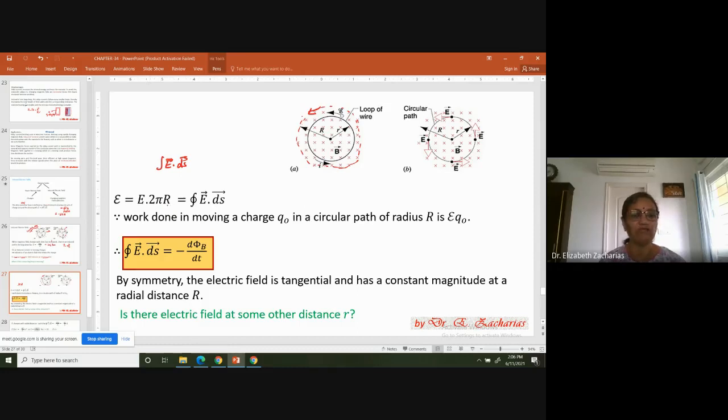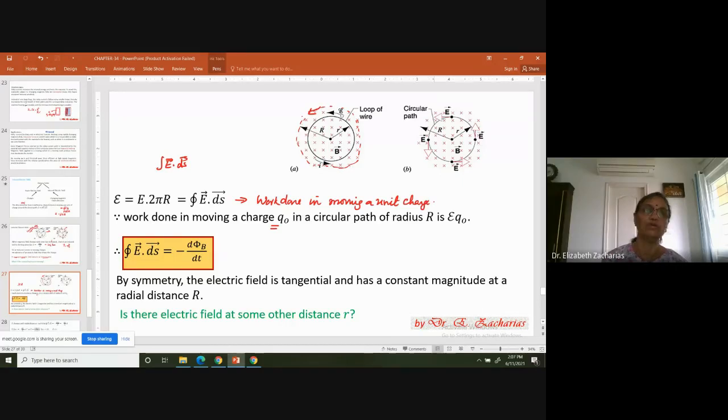That is by the definition of EMF. Or simply we can write it as integral E dot ds. So this is the work done in moving a unit charge.